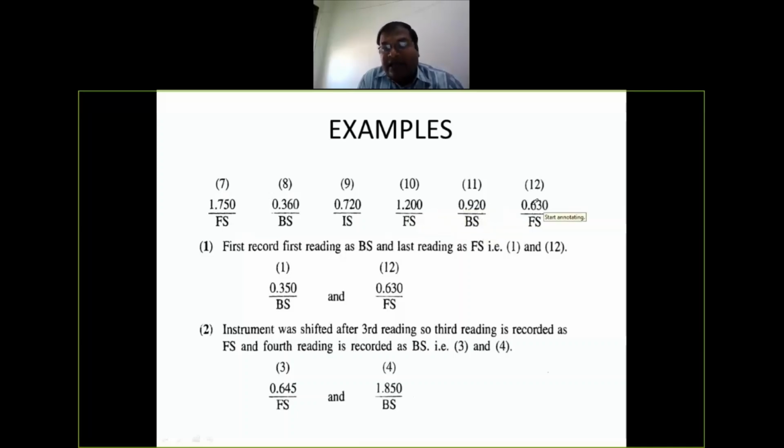Then after that you have only one more reading, and that is our last reading for the day. So we take this reading as FS, not IS, because this is the last reading. So always remember, your first staff reading is called the back side reading, the last staff reading is called the fore side reading, and the intermediate readings are called intermediate staff readings.